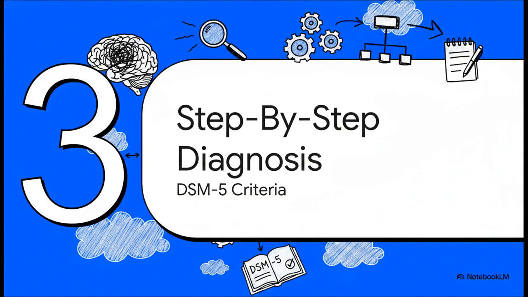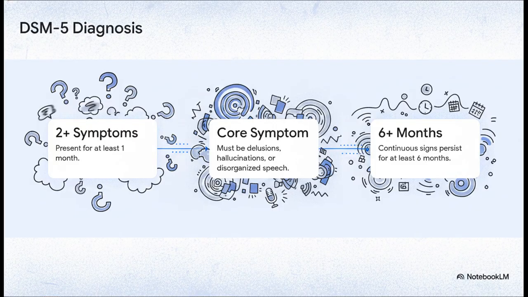Okay, Section 3, Step-by-step diagnosis. How does clinical observation actually turn into an official DSM-5 diagnosis? Well, this 3-step criteria is the ultimate diagnostic threshold. First up, the patient needs to have 2 or more core symptoms present for at least 1 month. Second, and this is a strict rule, one of those symptoms absolutely must be delusions, hallucinations, or disorganized speech. And finally, continuous signs of the disturbance have to persist for at least 6 months.